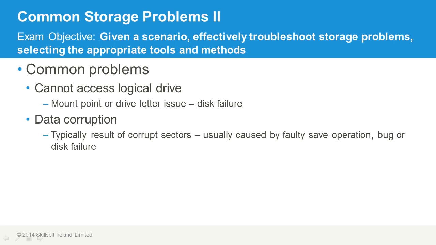Diagnostic utilities certainly aren't going to repair anything if it's a hardware level failure and the entire hard drive has gone down. Data corruption, of course, is more at the software level and typically a result of corrupt sectors, usually caused by a faulty save operation, any kind of a bug, or of course the disk failure itself still can cause that. But corrupt sectors is usually something that you can recover from. Things like the check disk utility in Windows, in fact, can locate corrupt sectors and move data off of them to other locations of the disk. But if you are continually getting corrupt sectors, then it's indicative of an actual problem with the hard drive itself in most cases.